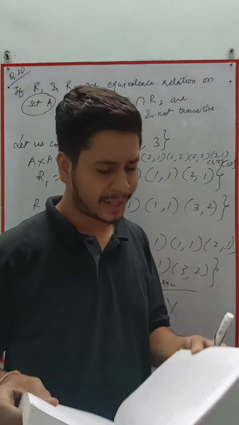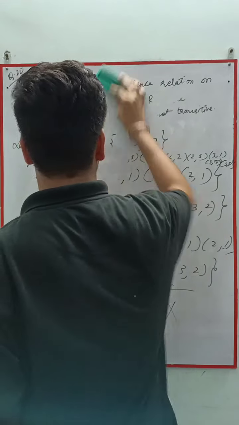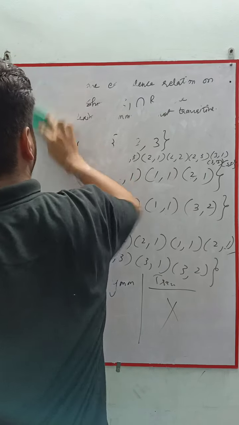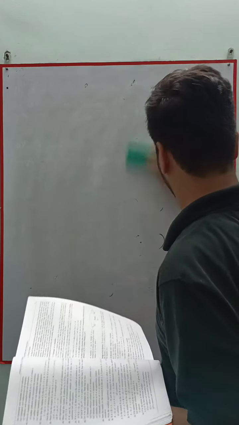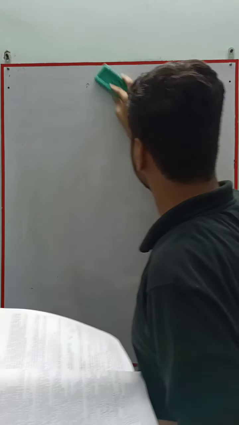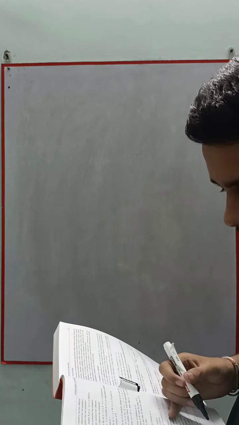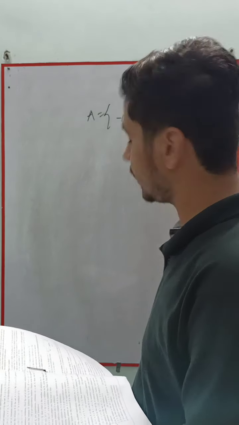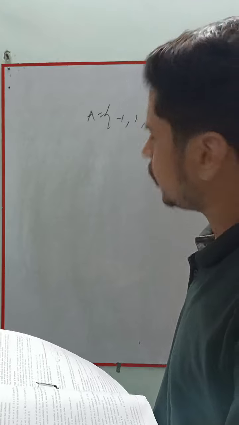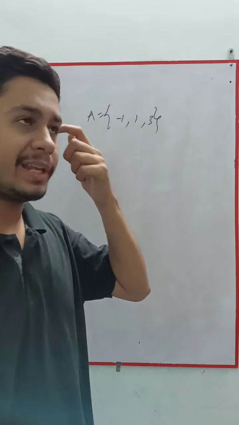Let's do the 21st one, because this is somewhat different, and one formula you have to remember for this question. Okay, so let's do that. We are given a set A with the elements -1, 1, 3. We need to find the number of relations on A.